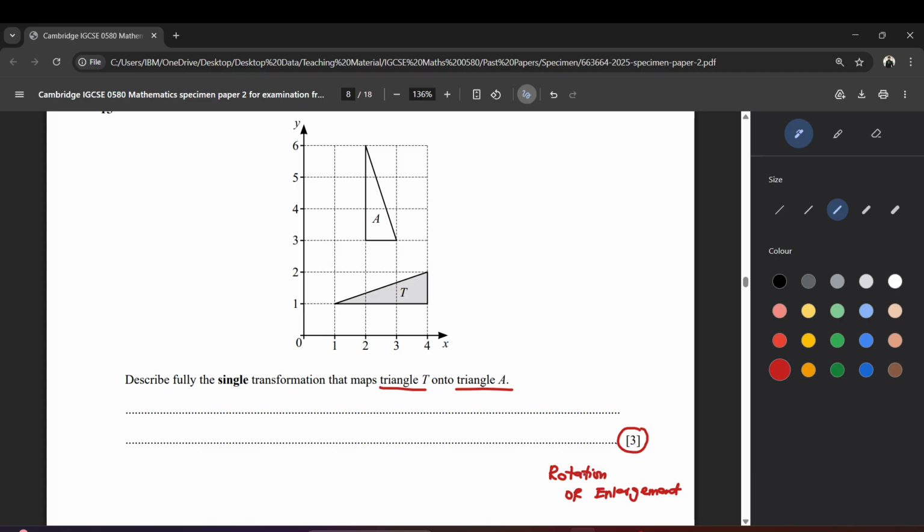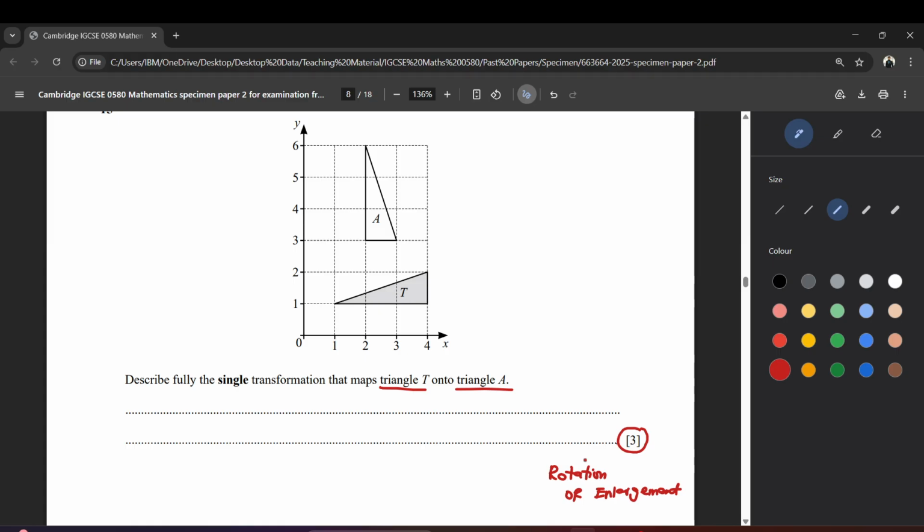For rotation you have to mention that this is rotation, that's 1 mark. Second is the direction of rotation, so that could be 90 degrees clockwise, 90 degrees anti-clockwise, or 180 degrees. When you write 180 degrees, it doesn't matter whether you go anti-clockwise or clockwise, because you end up at the same point, right? And the third point will be the center of rotation. So that is why you have that question for 3 marks.